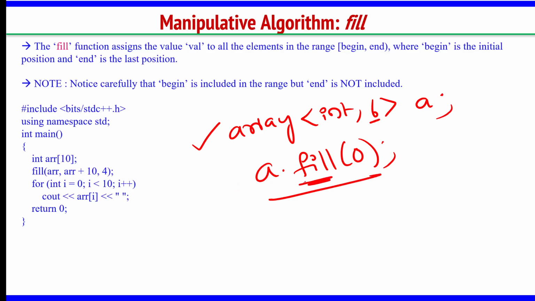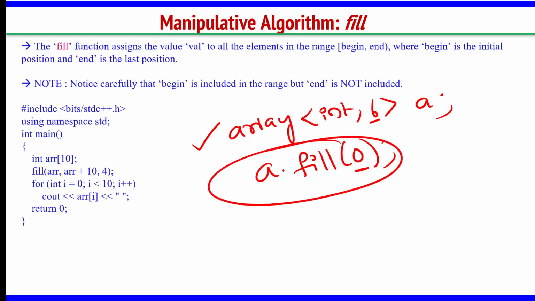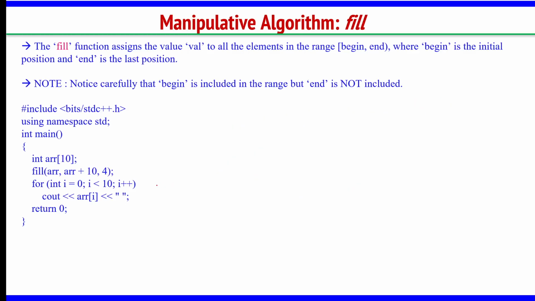So, this is one algorithm which we can use to fill all the values in the array with zeros, a dot fill zeros. This fill also has a different syntax here. Either you can use it like this for an array, or if you want to use it for any container, then you have to follow this syntax. What is the syntax here? You see this example here.